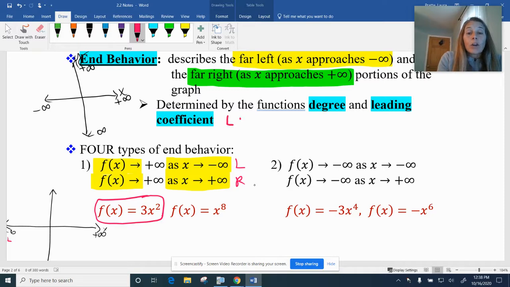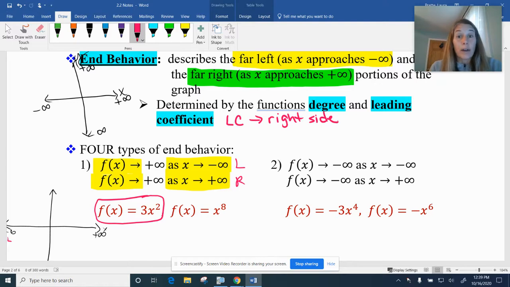So the leading coefficient determines the right side of your graph. All right, so it's going to tell you what the right side of your graph is going to do. So that's this one here. This is going to be determined by the lead coefficient. And basically you're going to have two choices. If that leading coefficient is positive, the right side of your graph is going to go up.